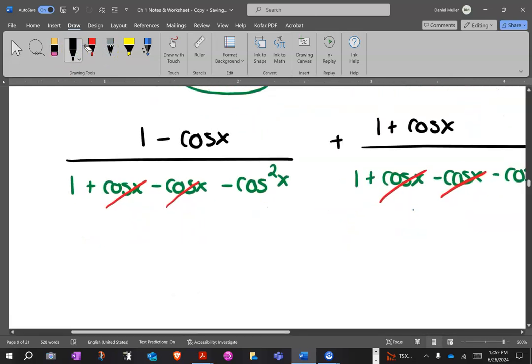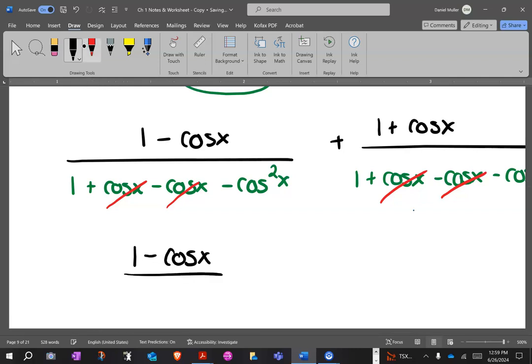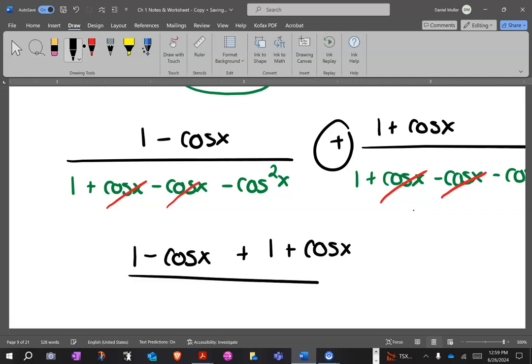So I've got a 1 minus cos of x all over 1 minus cos squared. In fact, they're both the same, so why don't I just put them all together? So I've got a 1 minus cos x plus 1 plus cos x all over the same denominator of 1 minus cos squared.